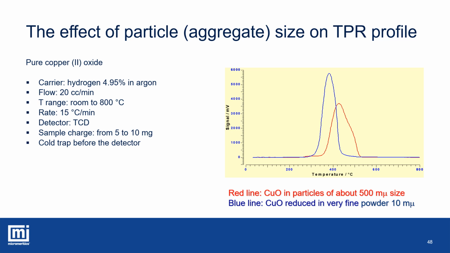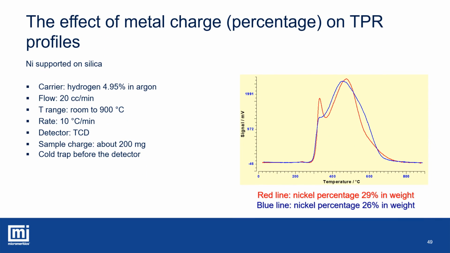In this example, we have two catalysts made of nickel supported on silica, but with two different metal percentages, 26 and 29%. By comparing the two profiles, we can see that the higher metal charge shows a more evident peak at low temperature.